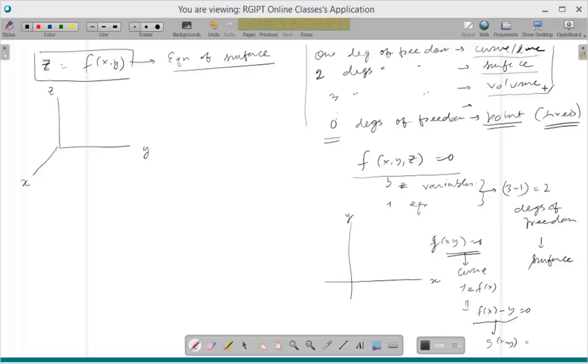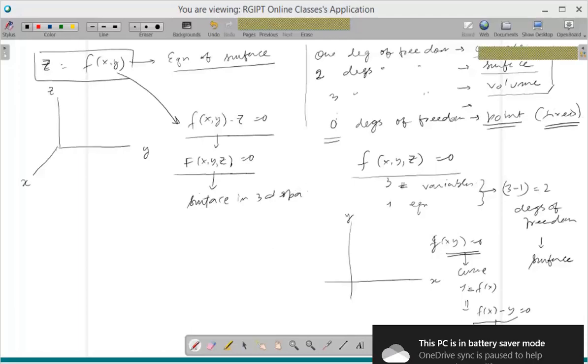So for example, this equation that I've written up here, or the solution, I'm going to write it like f of x comma y minus z equal to 0, which I can write as capital F of x comma y comma z equal to 0. And this is a surface in 3D space.